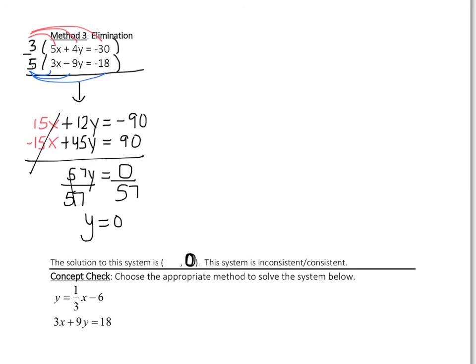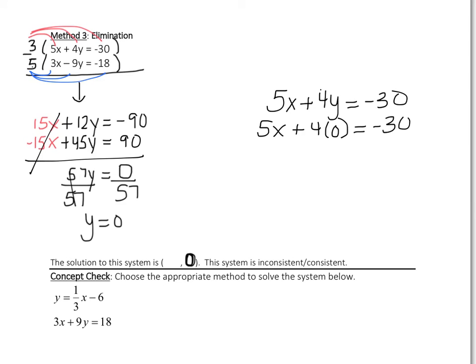And now again, to find the x value of the point of intersection, we could pick any of these two equations that we want. So let's pick the top one. 5x plus 4y equals -30. So 5x plus 4y, I'm substituting y this time, and 5x plus 0, because 4 times 0 is 0, equals -30. Divide by 5, x equals -6. So I found the x value of the point of intersection. So the point of intersection is -6, 0, and since there's an actual point, it's a consistent system.